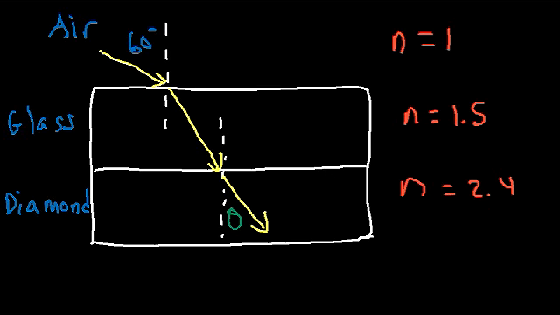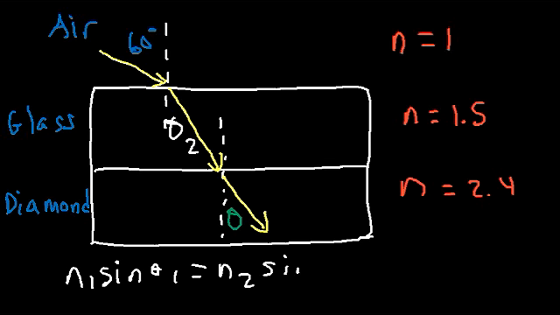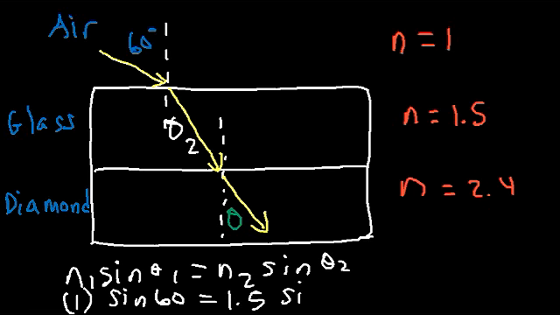So let's solve for theta 1. Or let's call it theta 2. Let's say theta 1 is 60. So using Snell's law, n1 sine theta 1 is equal to n2 sine theta 2. So n1 is 1, and then we have sine 60, which is equal to n2, that's the value for glass, times sine theta 2. So let's solve for sine theta 2. Sine theta 2 will be equal to sine 60 divided by 1.5.